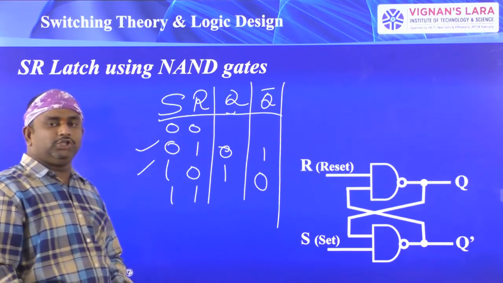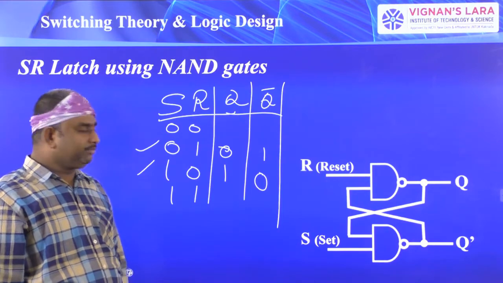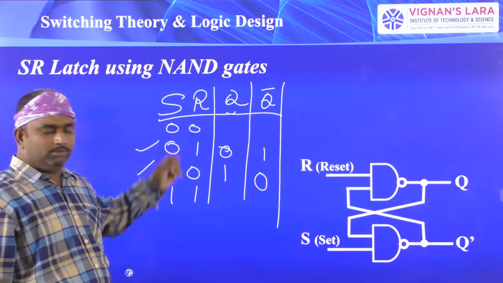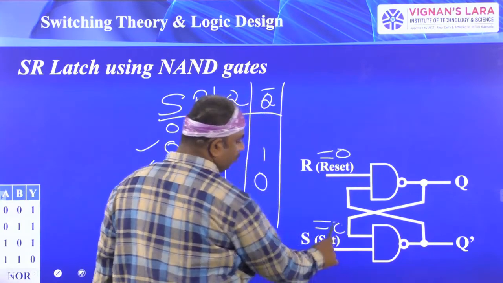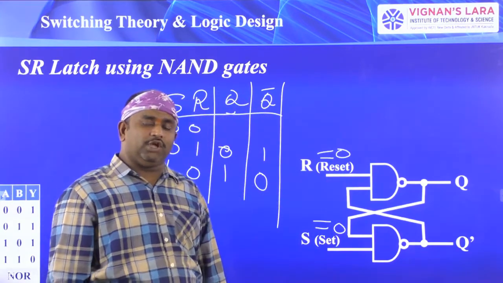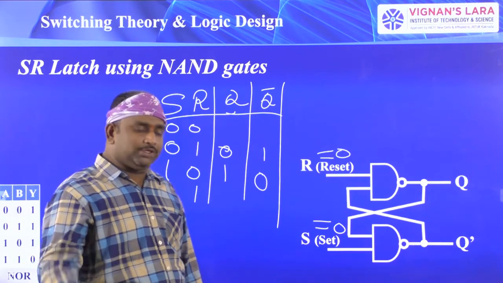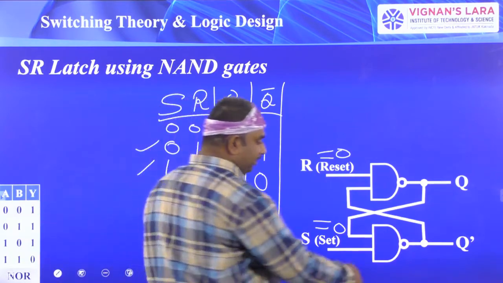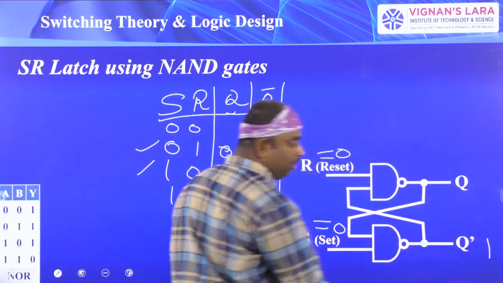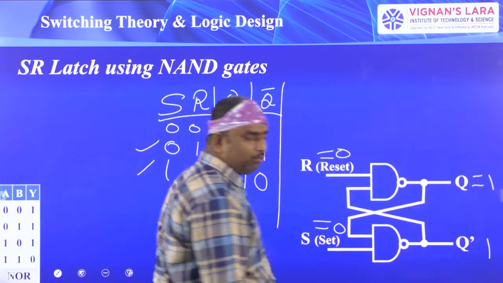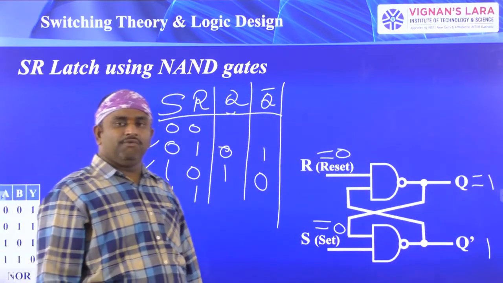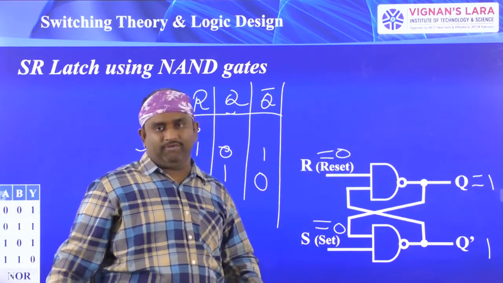Now the 0, 0 combination for the NAND gate. Here S is equal to 0, R is equal to 0. This value is 0, this value is 0. If any one of the inputs is equal to 0, the output is 1. So in this case, at this NAND gate output, Q bar is equal to 1. In this situation, Q also is equal to 1. So in both cases, Q and Q bar are both 1, 1.